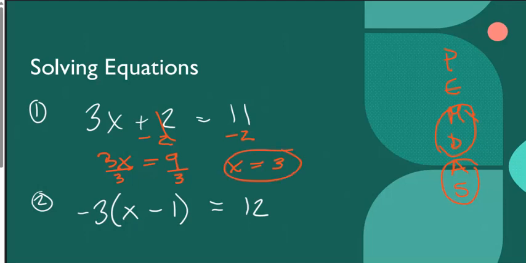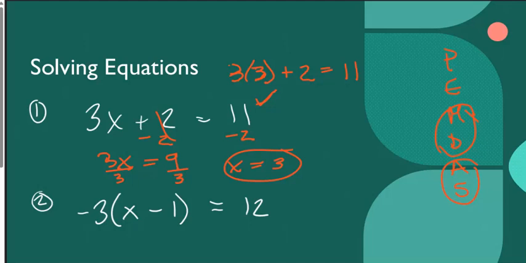Now, a great way to check your work is to plug it back in. So if I put that 3 in place of the x, three times 3 is 9, and 9 plus 2 is 11, which is what the right side said in the first place. So we just made sure that our answer was correct.